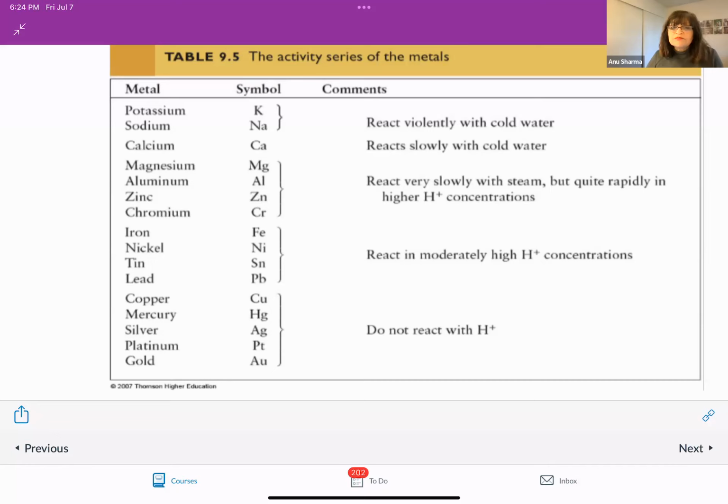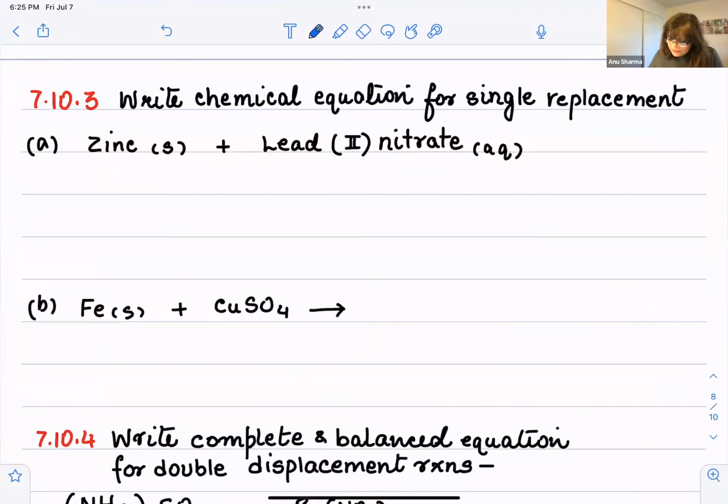Magnesium reacts with steam, hot water, and also reacts strongly with acids. Aluminum, zinc, and chromium all react with the acids. Similarly, iron, nickel, tin, and lead will react with acids of very high concentration and release hydrogen gas. But copper, mercury, silver, platinum, and gold will not react with the acids. So that's the activity series.